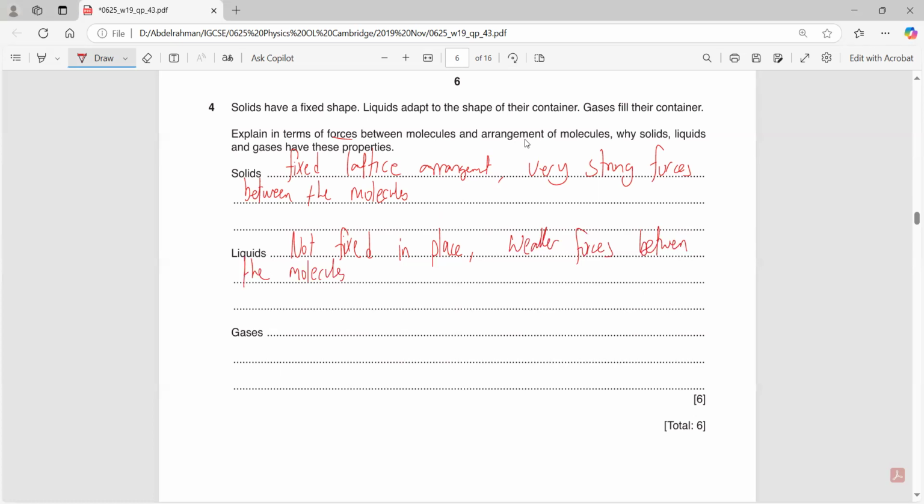What about the gases? Well, this is the easiest. The distances between the molecules are very far apart. Irregular arrangement, very far apart, and extremely weak forces, or sort of non-existent forces. Very weak forces between the molecules. Okay, moving on.